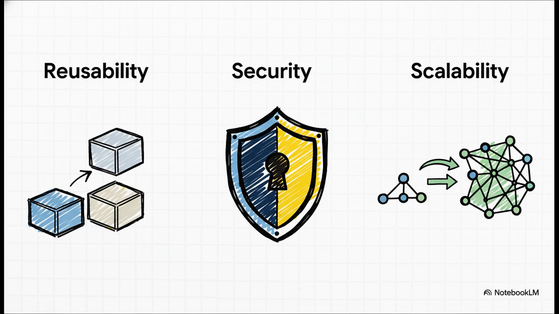Second, security. The API is like a security guard. It lets other programs get what they need, but it never lets them see the sensitive code or data behind the counter. And finally, scalability. APIs are what allow massive platforms to grow and connect with thousands of other services without the whole thing just collapsing under the weight.